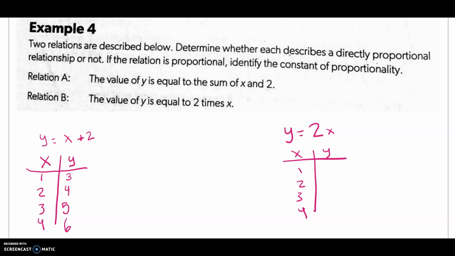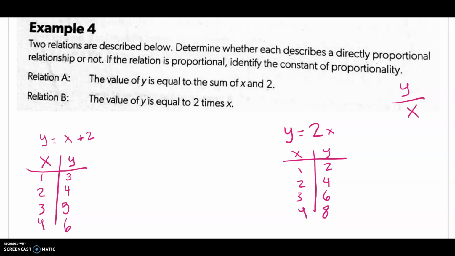So when x equals 1, y equals 2 because 2 times 1 is 2. When x is 2, y will equal 4 because 2 times 2 is 4. When x equals 3, y will be 6 because 2 times 3 is 6. And when x equals 4, y will equal 8 because 2 times 4 is 8. So now that we have our x and y, we can turn these into ratios in the form of y over x for each relation, because that is how you identify the constant of proportionality.